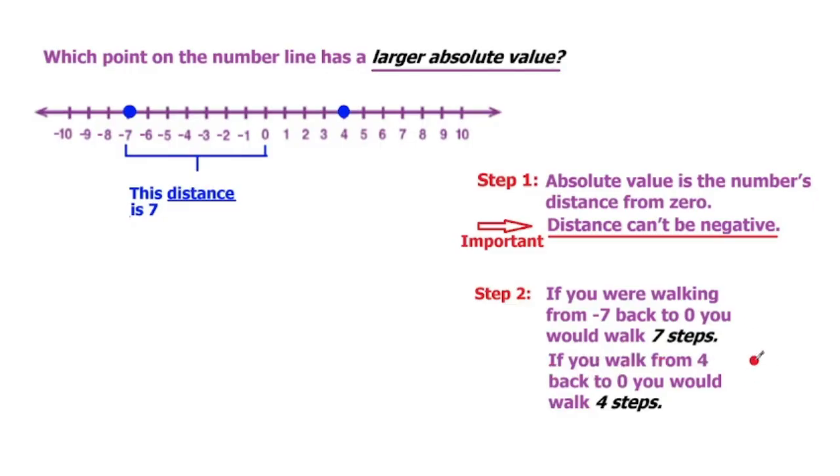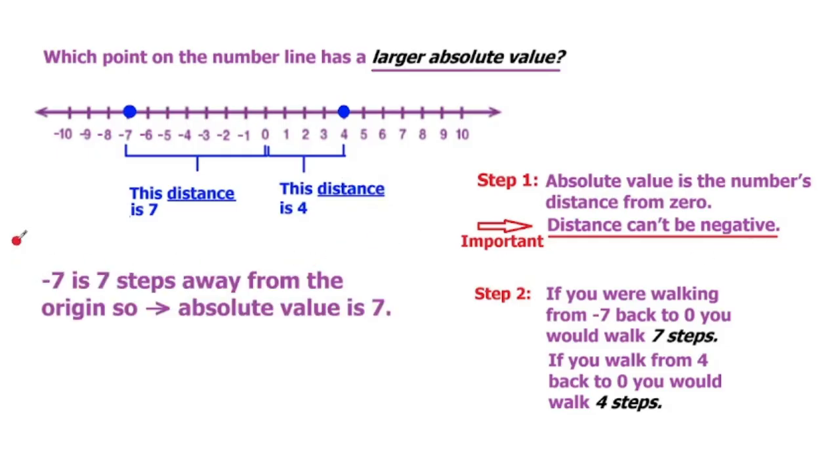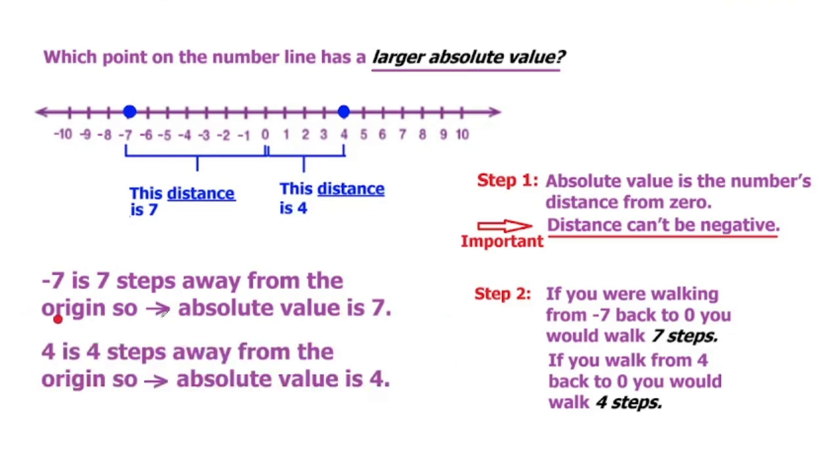If you walk from 4 back to 0, you would walk 4 steps. So the distance from here to here is 4 steps. The distance is 4. So -7 is 7 steps away from the origin, so its absolute value is 7. And similarly, 4 is 4 steps away from the origin, so its absolute value is 4.